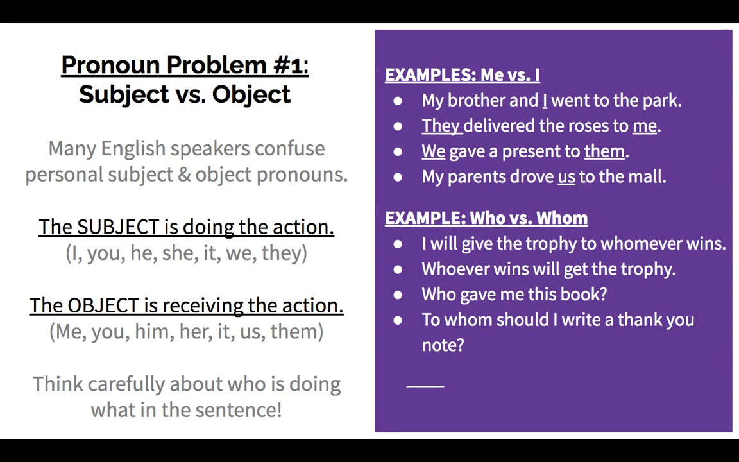They delivered the roses to me. You wouldn't say them delivered the roses to I. Why? Because they is a subject that's doing the delivering, and me is the object that's receiving the delivery. All right? We gave a present to them. We are doing the action of giving. They are receiving the action, so we say them. The object of they is them. My parents drove us to the mall.